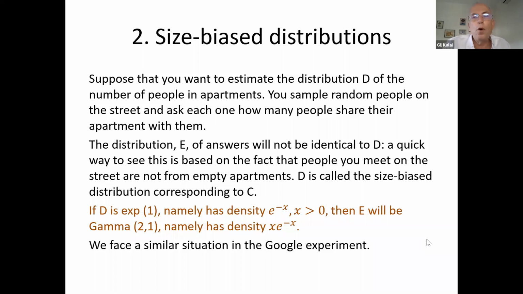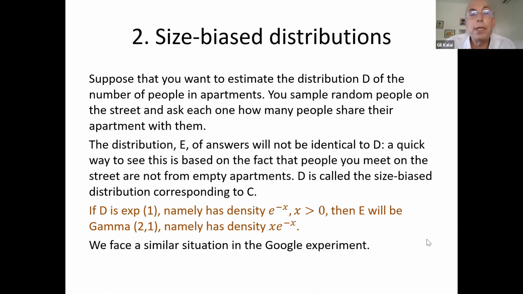So suppose you want to estimate the distribution of the number of people in apartments. So what is the probability that in a random apartment you will have k people living, where k is a number 0, 1, 2, and so on. And then suppose you make the following experiment. You sample random people on the street and ask each one of them how many people share their apartment with them.